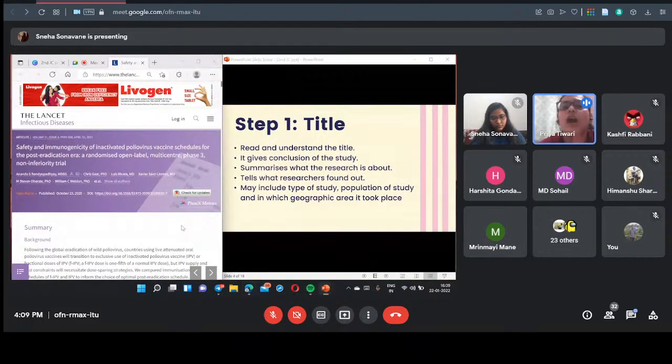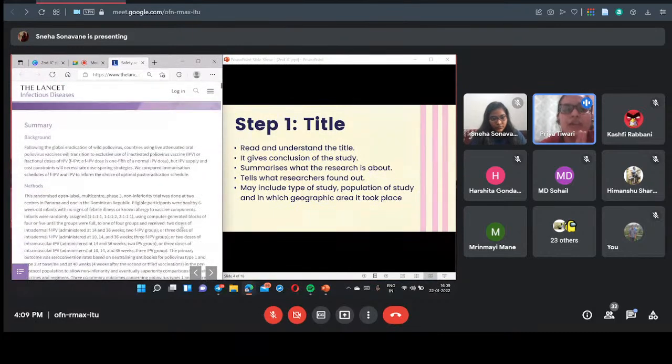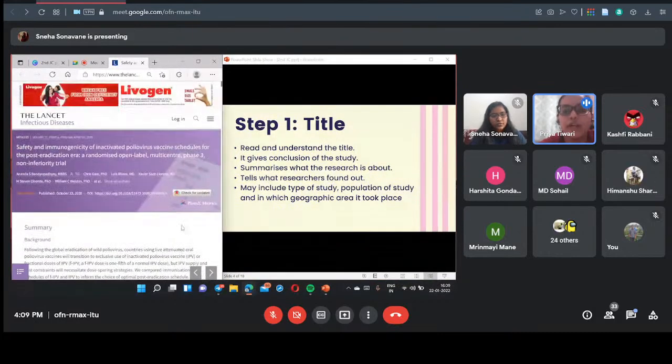Now, step one of starting to read the paper is to read the title. Why the title? Because you have to read and understand the title, as it gives the conclusion of the study. It summarizes what the research is about. You'll get an idea of the exact topic of the research and what the researchers found out. It may also include the type of study, often the population of the study, and the geographical area in which it took place.